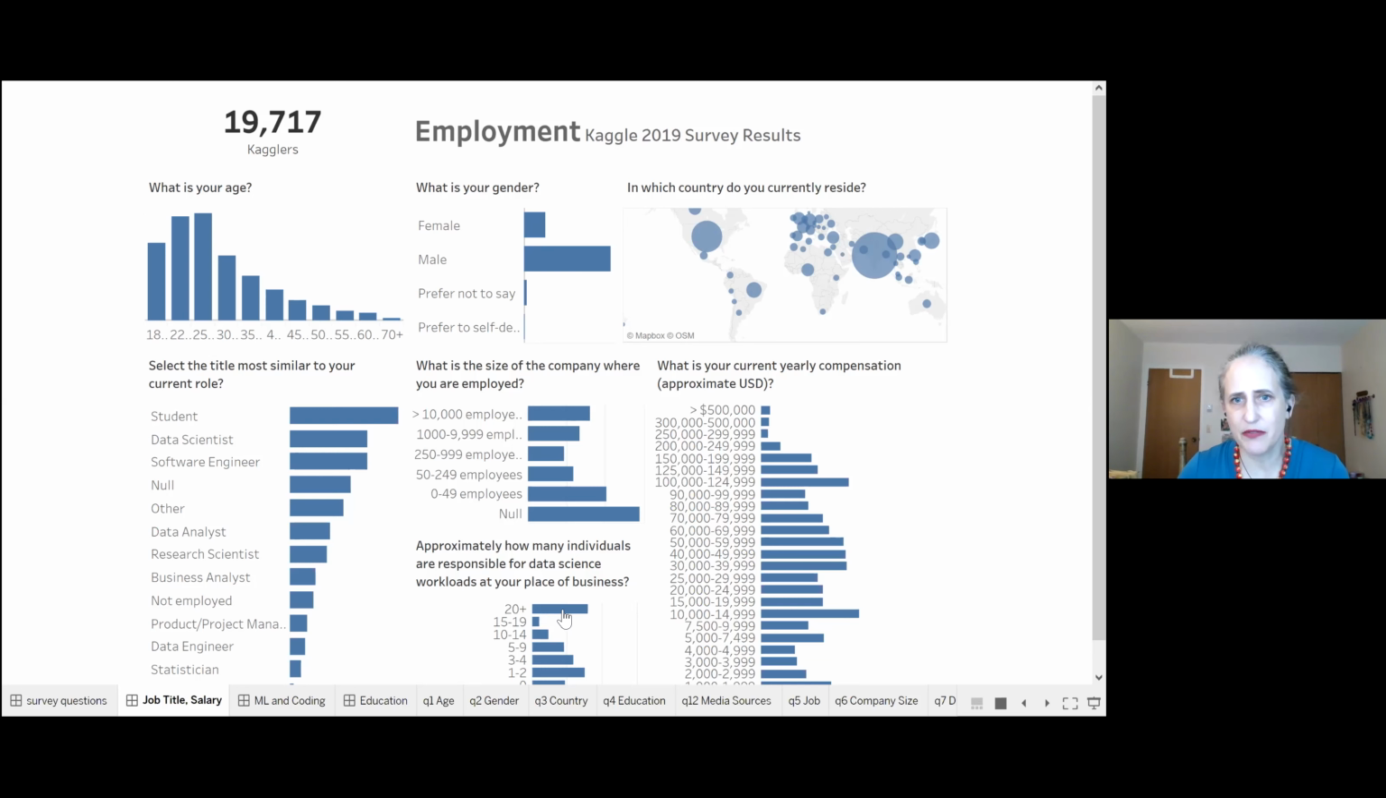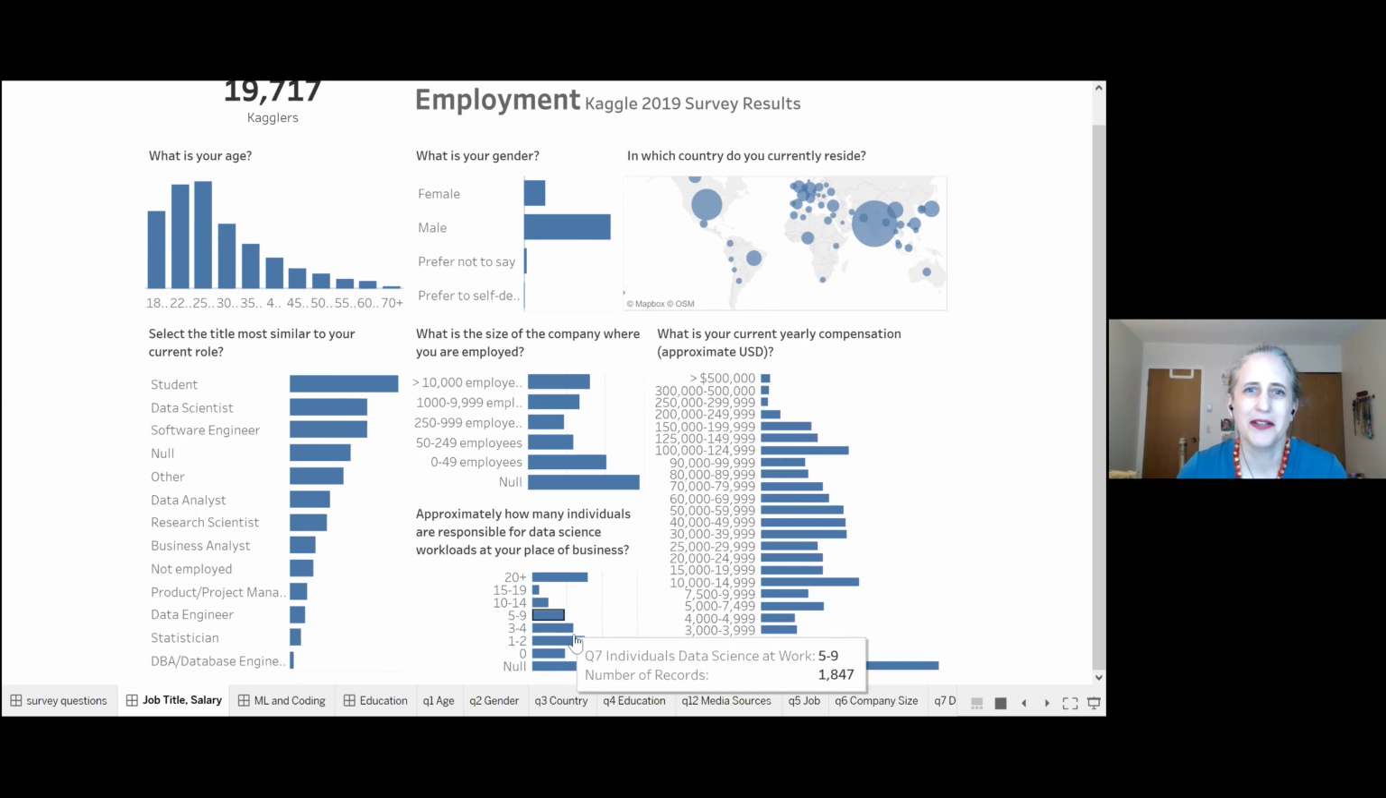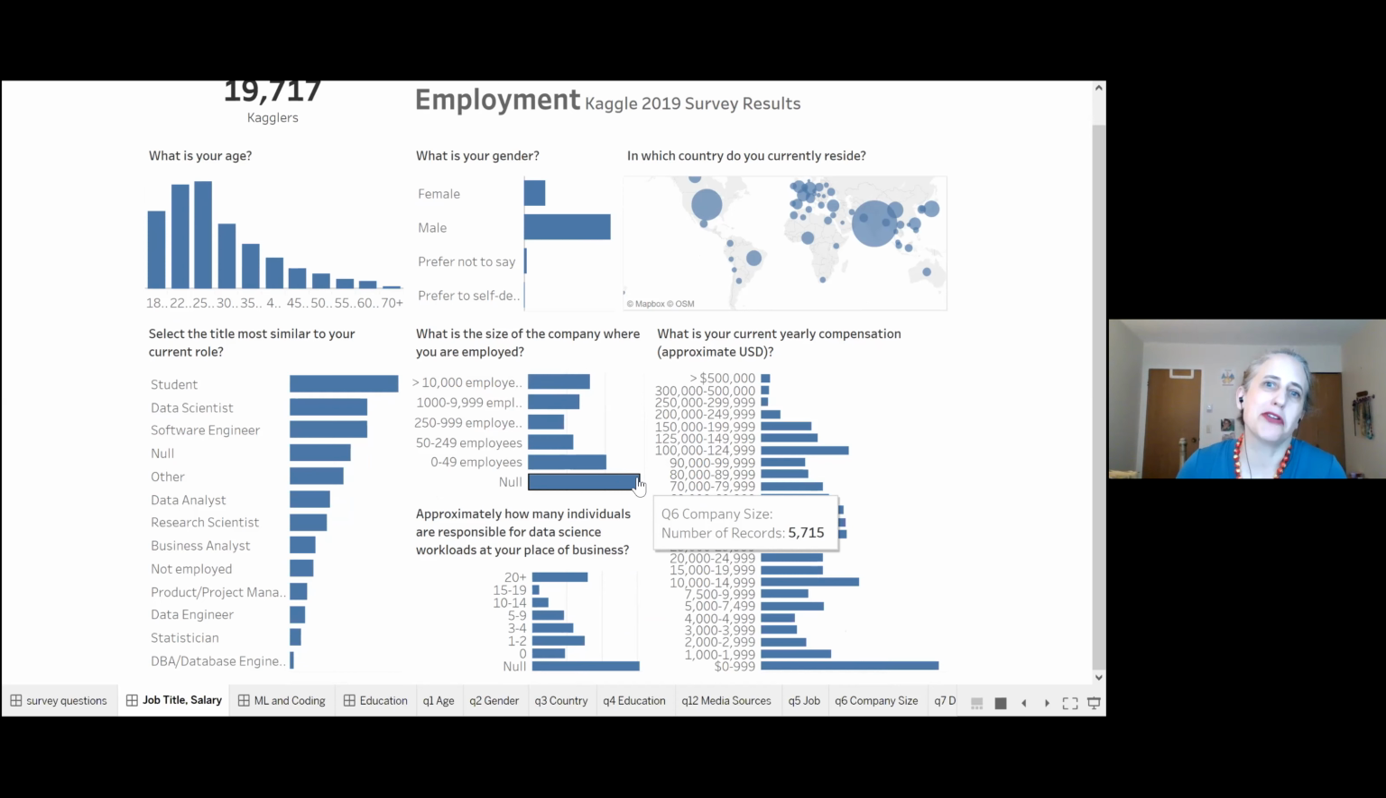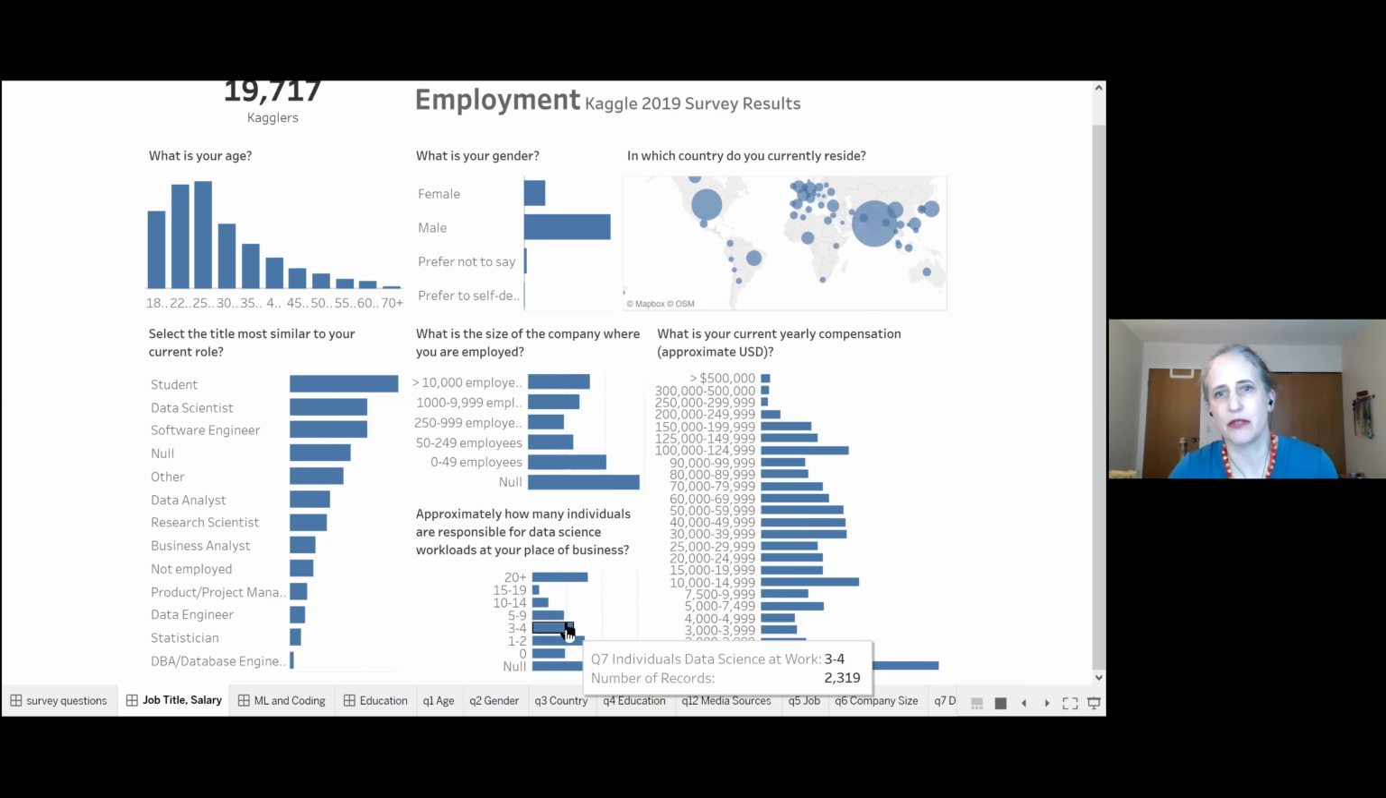In terms of size of the company, I find it interesting. How big is the company? More than 10,000 employees is big, and most people are not employed, with more people towards the extremes of these choices. And yeah, same thing for how many people at work are in data science. It's either more than 20 or less than a handful.